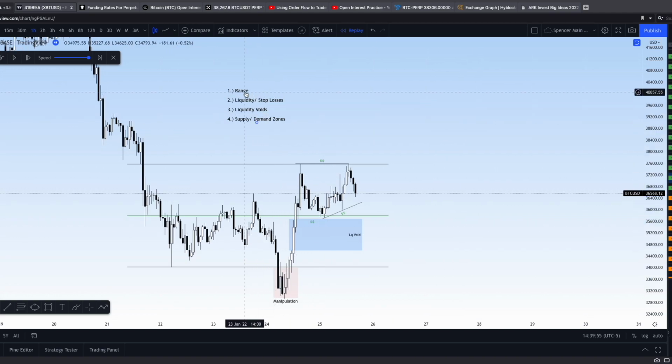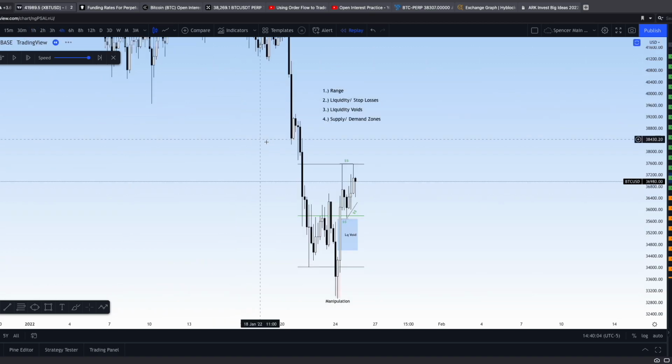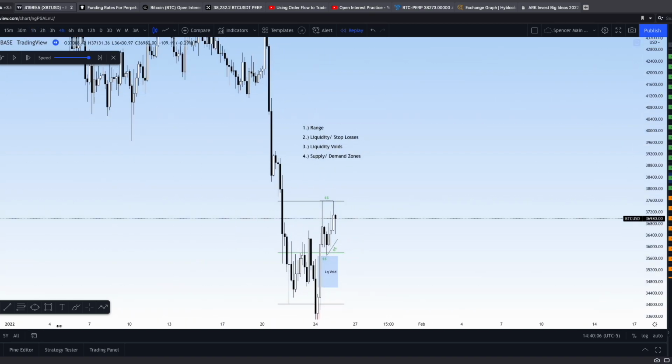So you have to always keep that in mind. Liquidity is always favored over supply and demand zones. But it's always worth pointing out, and the best thing to probably do is start in higher time frames and work down from there.